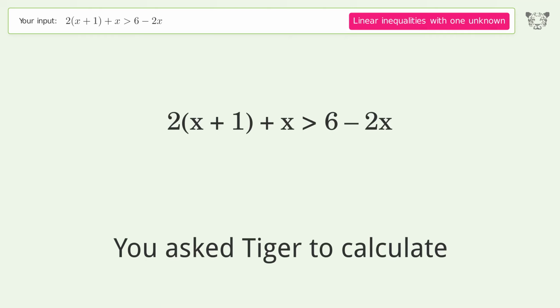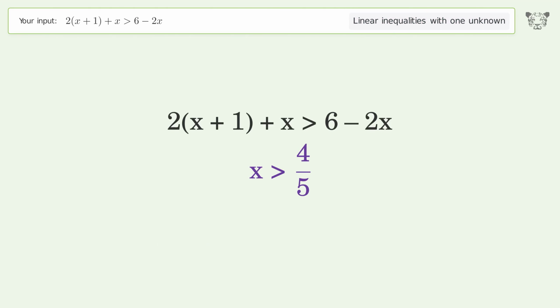You ask Tiger to calculate. This deals with linear inequalities with one unknown. The final result is x greater than 4/5. Let's solve it step by step.